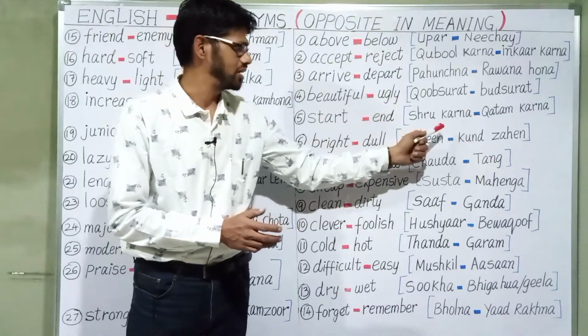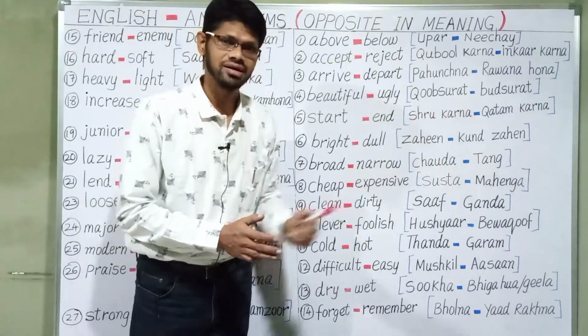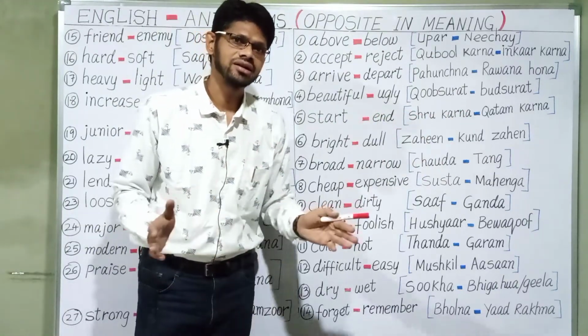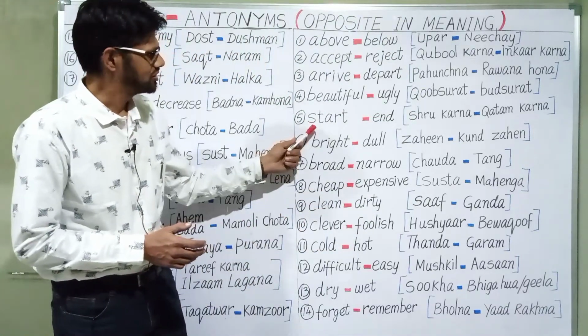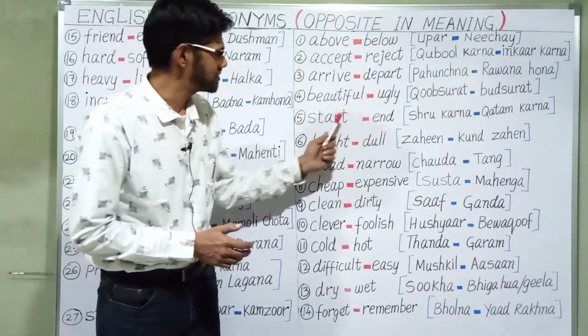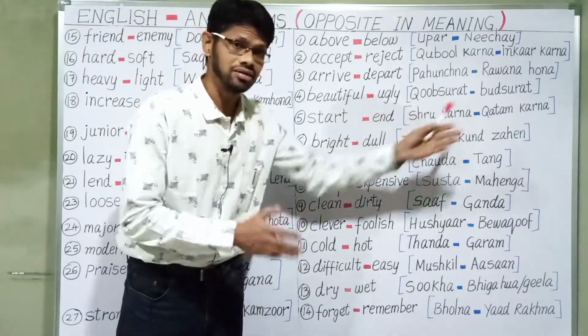Next one, start and end. Start, शुरू करना. End, ख़त्म करना. Today I have started my work very early. So this is to start and end. Start, शुरू करना, end, ख़त्म करना.